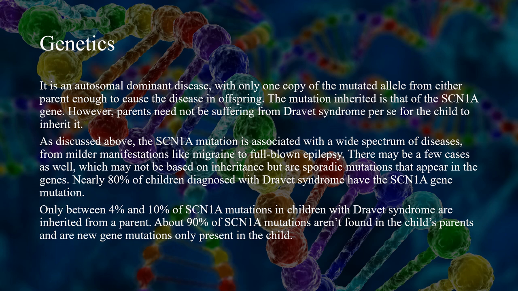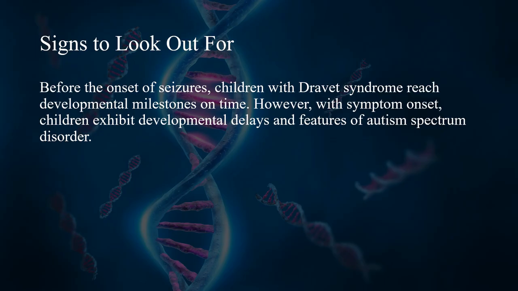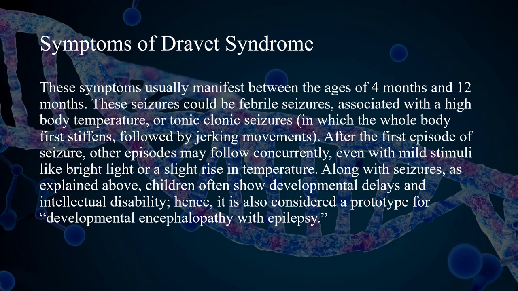Nearly 80% of children diagnosed with Dravet syndrome have the SCN1A gene mutation. Only between 4% and 10% of SCN1A mutations in children with Dravet syndrome are inherited from a parent. About 90% of SCN1A mutations aren't found in the child's parents and are new gene mutations only present in the child. Before the onset of seizures, children with Dravet syndrome reach developmental milestones on time. However, with symptom onset, children exhibit developmental delays and features of autism spectrum disorder. These symptoms usually manifest between the ages of 4 months and 12 months.